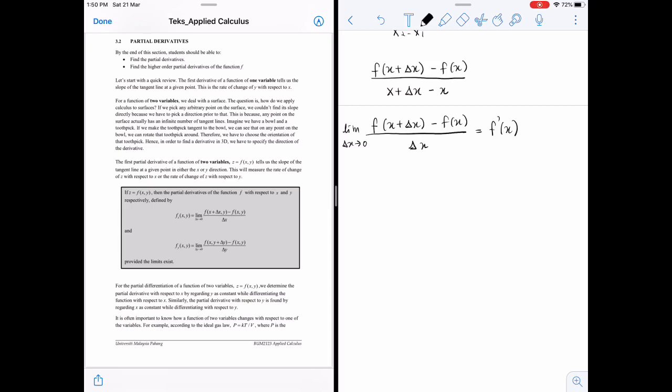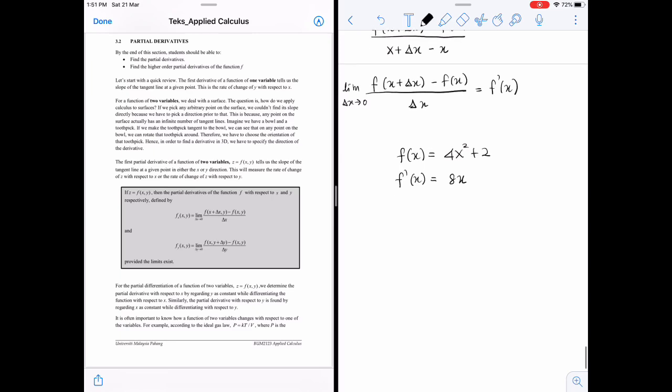Let's say we have a function f(x) equal to 4x squared plus 2. By using the formula of differentiation, we will simply get the differentiation of f, which is f prime(x) equal to 8x, but it actually comes from the first principle of the first derivative. Let me show you how to use the first principle of the derivative for function f with variable x.